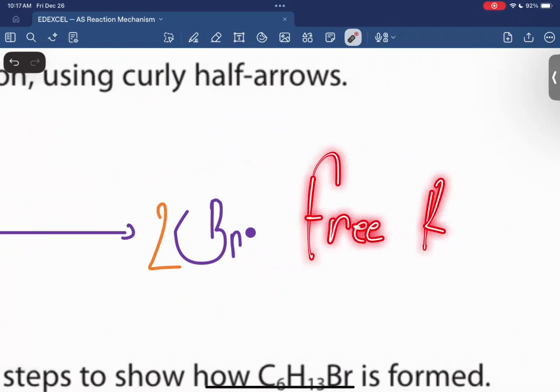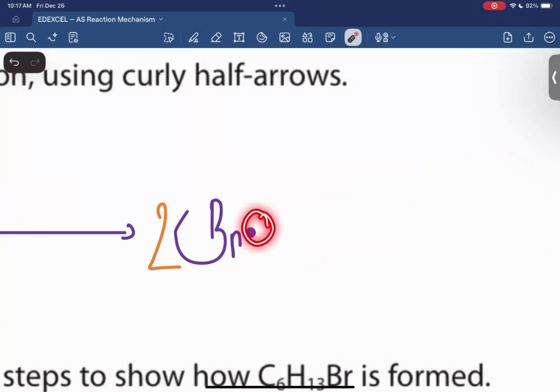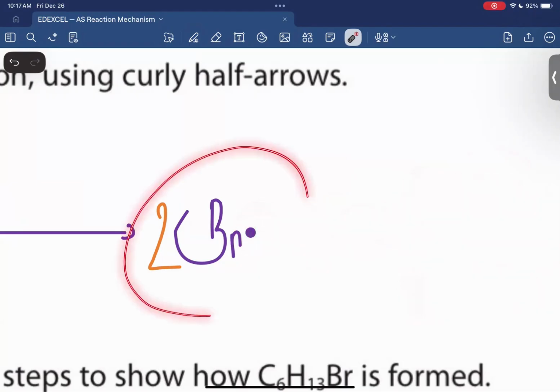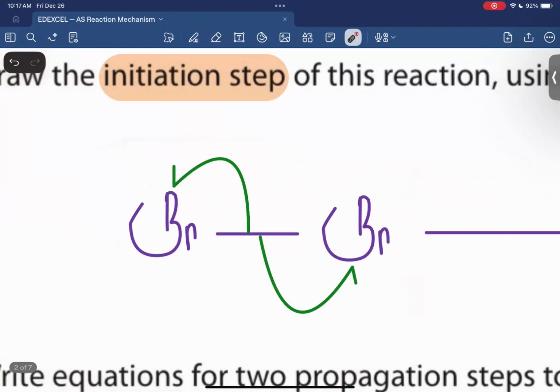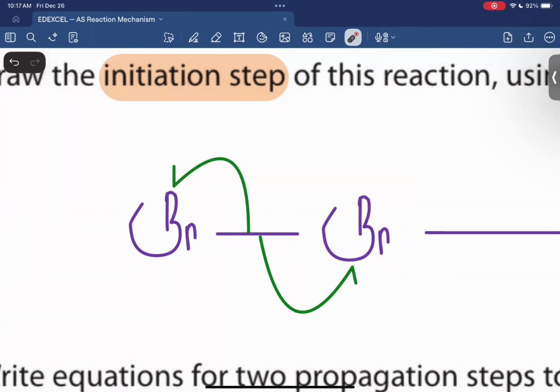Now, what basically are these free radicals? They are species that have an unpaired electron, not a pair. This is what we refer to as free radicals. One thing to note is that the arrows over here are half arrows, which means that only one electron is going to this bromine. If the arrow was a full arrow, it would mean a pair of electrons, but since only one electron is going to this bromine, this arrow is only a half arrow.